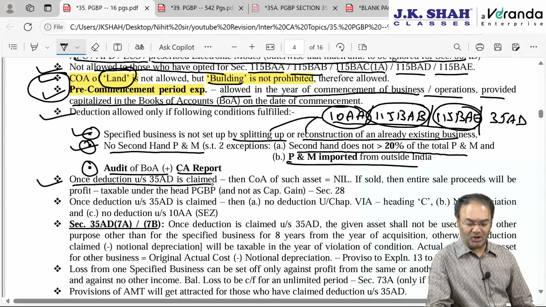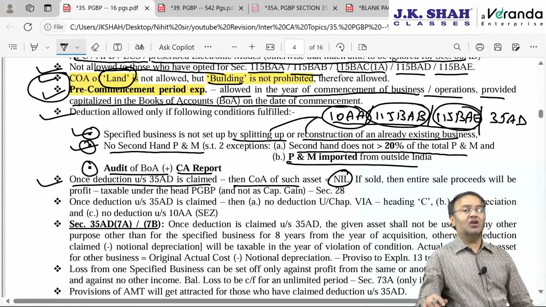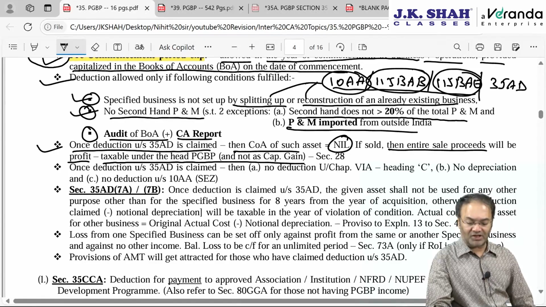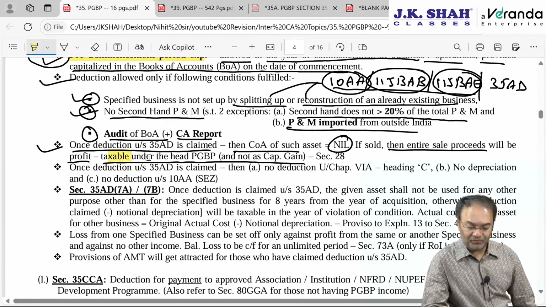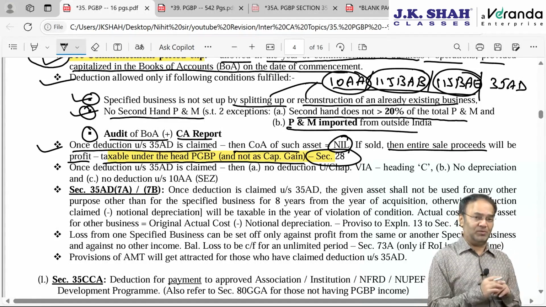Once a deduction is claimed under this section, cost of acquisition of such asset will become nil, just like section 35 scientific R&D. If it is sold, then the entire sale proceeds will be profit and will be taxable under the head PGBP. Here, understand, not a single rupee will go under the head capital gain. Taxable entirely under section 28, the charging section of PGBP.